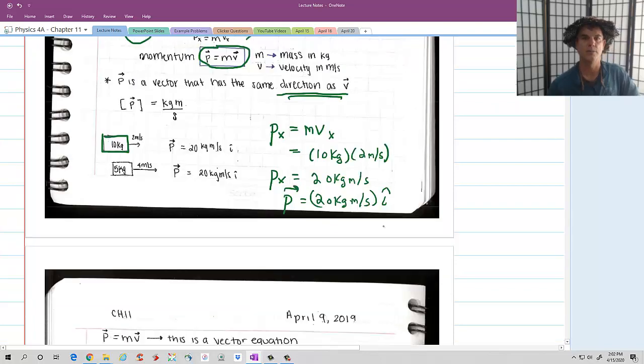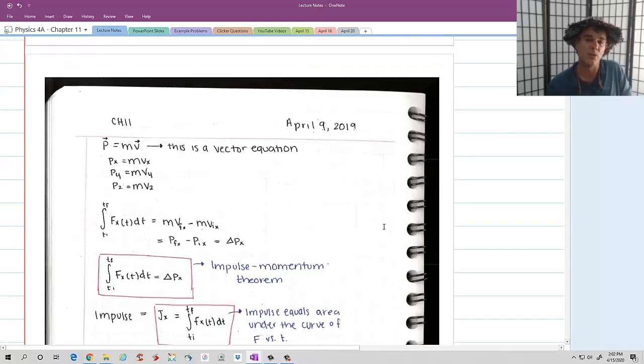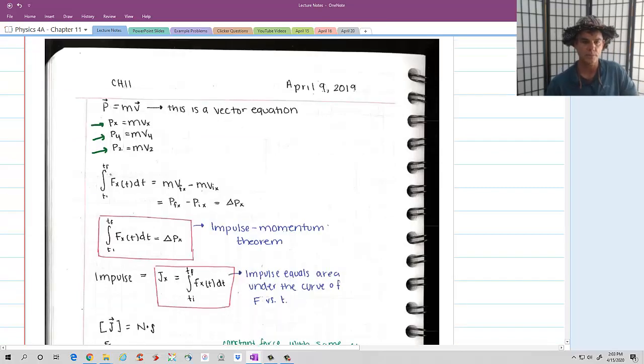in the i direction. So like I was saying, momentum is a vector equation, which means p equals mv, in a sense, is really three equations in one. It's momentum in the x direction equals mass times velocity in the x. Momentum in the y direction is mass times velocity in the y. And momentum in the z direction is mass times velocity in the z direction.